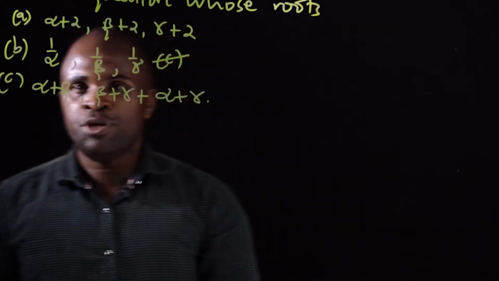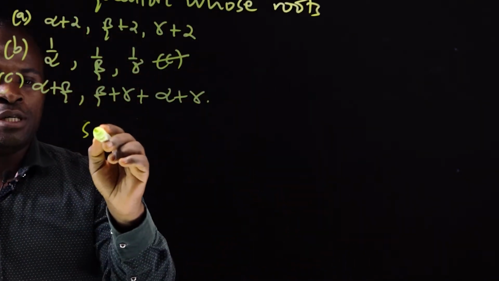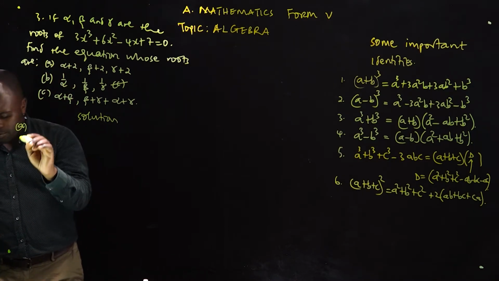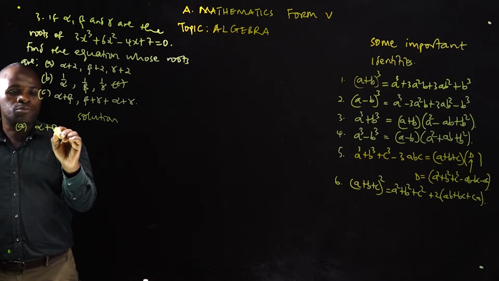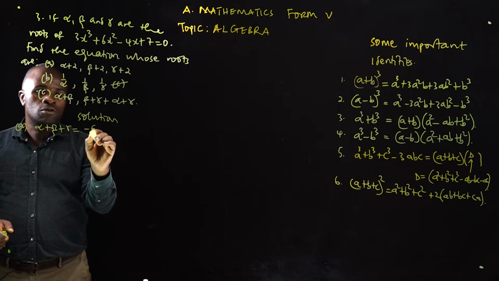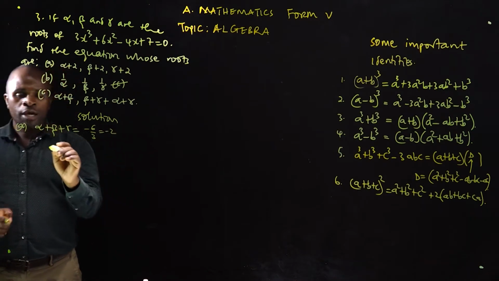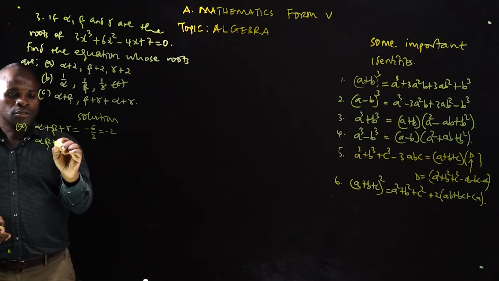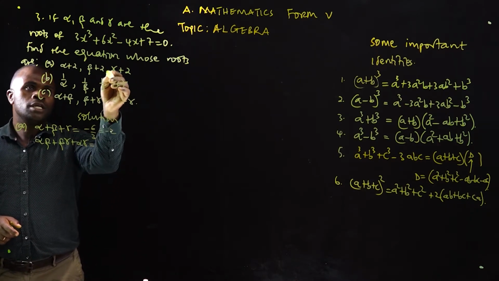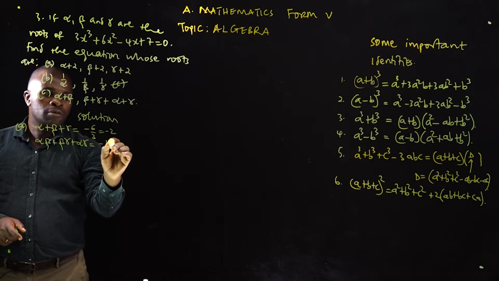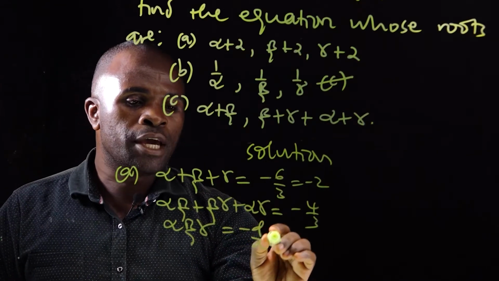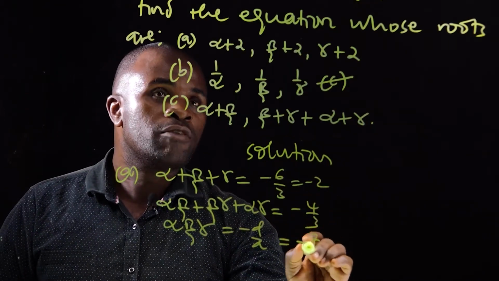So let us check with B how we could be treating with B. Now with B here, we could be treating the same, just taking the sum of roots, alpha plus beta plus gamma. This is known from there: negative 6 over 3, negative 2. But when you take alpha beta, beta gamma, alpha gamma, that is C over A, so becoming negative 4 over 3. Alpha beta gamma, negative D over A, so this is negative 7 over 3.